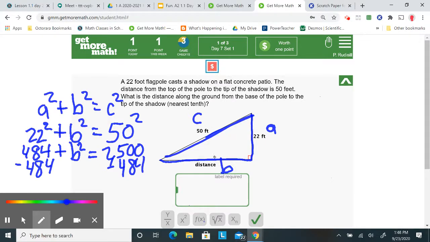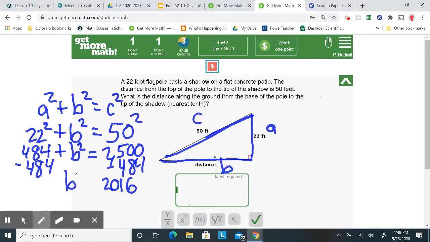And you should get 2016. So 2016 on this side, and B squared on the other side. Now, how do you get rid of an exponent of 2? Use the square root. So I would get b by itself, and you must do the same to the other side.